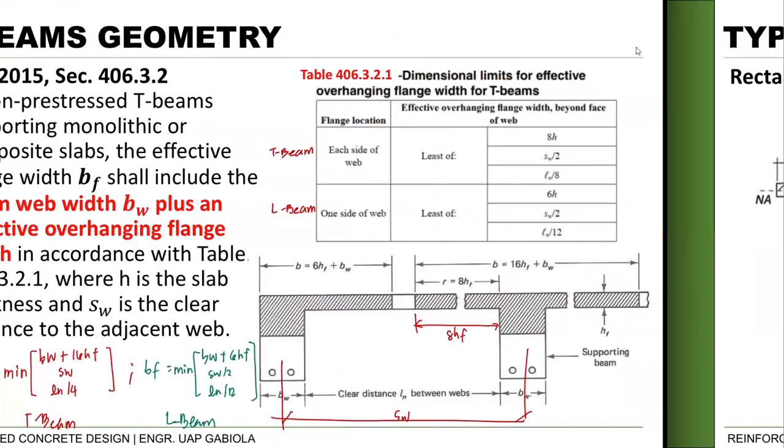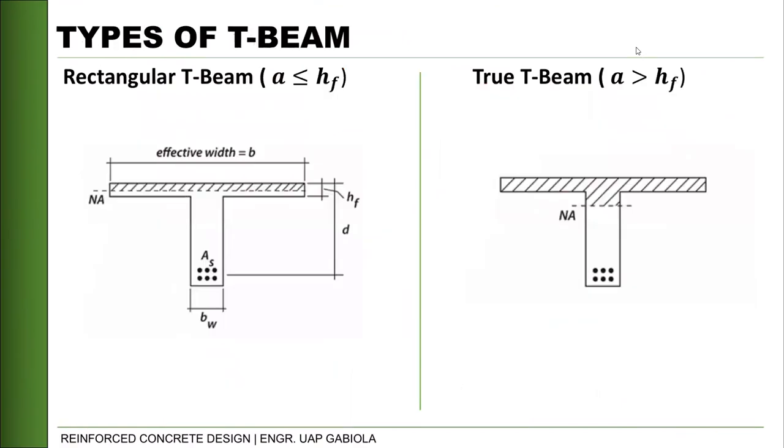Next, we have yung types of T-beam. So, we generally classify our T-beam as rectangular T-beam and true T-beam. Yung pagkakaiba niya, kapag sinabing rectangular T-beam, yung ating depth ng compression block, yung a, is within or equal dun sa height ng flanges natin. Or meaning, yung neutral axis natin is within dun sa hf natin.